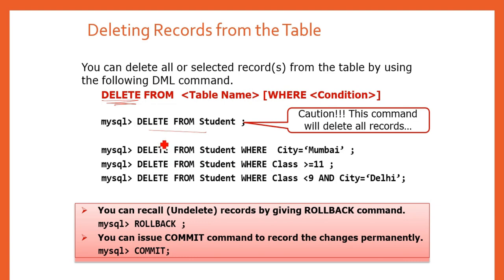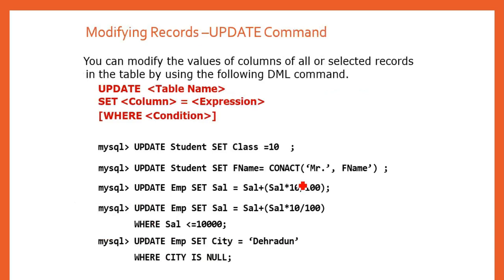Now similarly, if I don't want to delete all the records, but I want to delete only the records of the students whose city is Mumbai, so I can write the condition also, delete from student where city is equals to Mumbai. I want to delete the records of the students whose class is either 11 or more than 11. Okay, so I can write delete from student where class greater than equals to 11. Similarly, more conditions we can give.